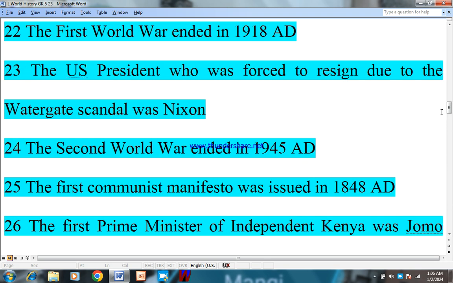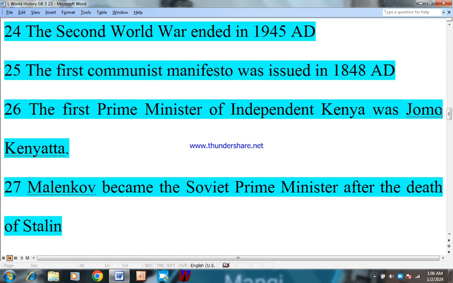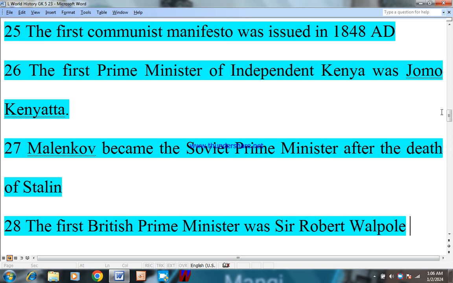Number 22, the First World War ended in 1918 and started in 1914. Number 23, the US president who was forced to resign due to the Watergate scandal was Nixon. Number 24, the Second World War ended in 1945 AD. Number 25, the first Communist Manifesto was issued in 1848 AD by Karl Marx.